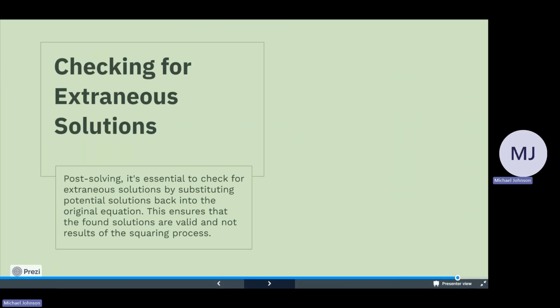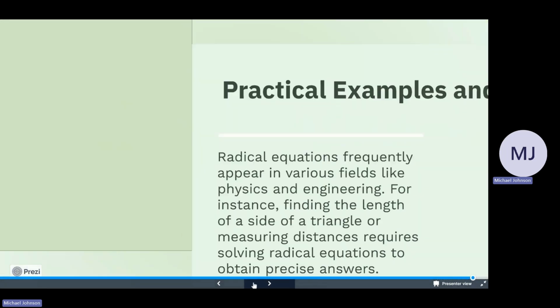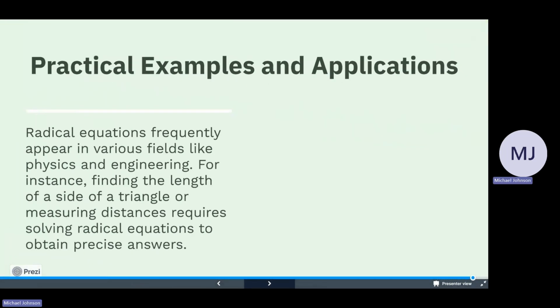Post-solving, it is essential to check for extraneous solutions by substituting potential solutions back into the original equation. This ensures that the found solutions are valid and not results of the squaring process. Radical equations frequently appear in various fields like physics and engineering. For instance, finding the length of a side of a triangle or measuring distances requires solving radical equations to obtain precise answers.